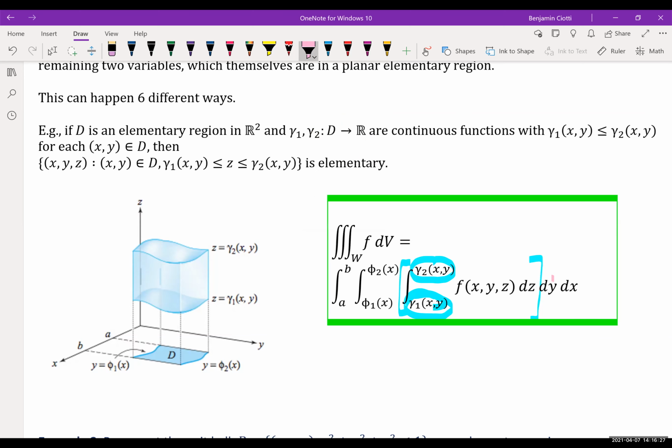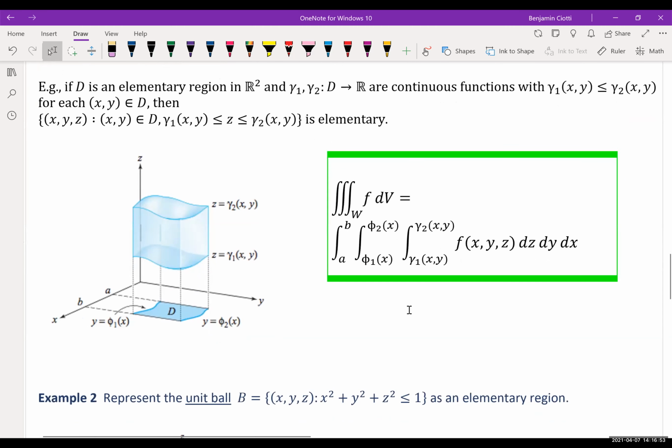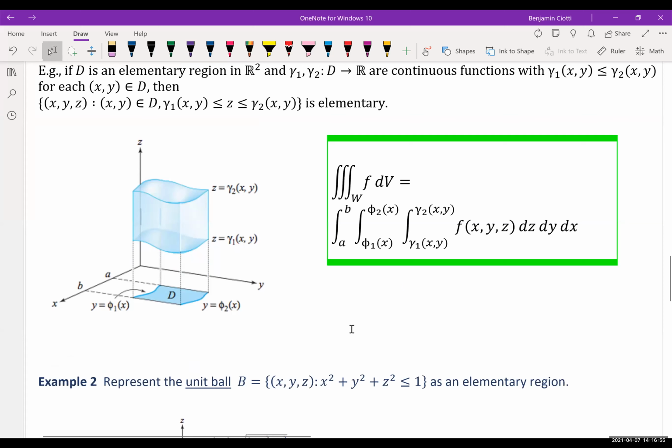And Y would go from the function on the bottom of the planar elementary region to the one on the top. And then lastly, X would just go from the minimum X value to the maximum X value. So that's our formula. And it can be kind of tricky, actually. Often the hardest part about these problems will just be getting it into that form.